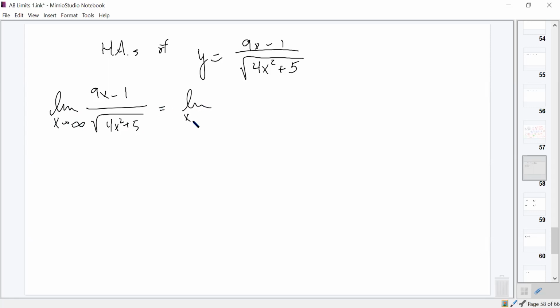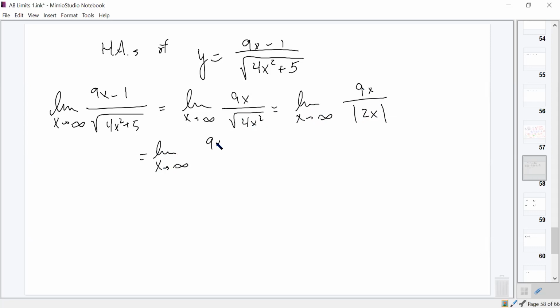So we can rewrite this as a limit as x approaches infinity of 9x over root 4x squared, which is the limit as x approaches infinity of 9x over the absolute value of 2x. And as x goes towards infinity, the thing inside the absolute value is positive, so it's going to stay the same when we take its absolute value, cancel the x's, and you get 9/2.